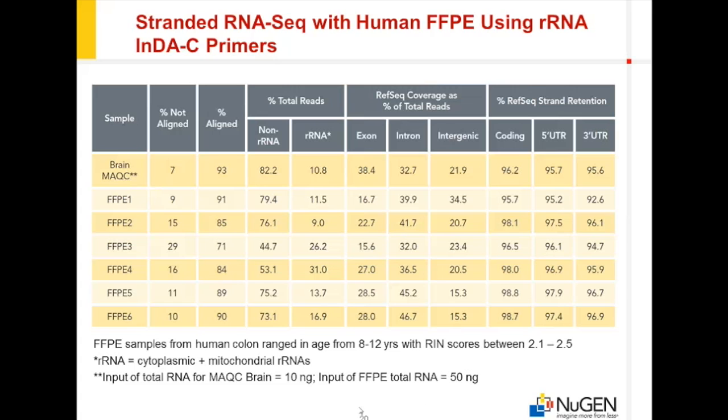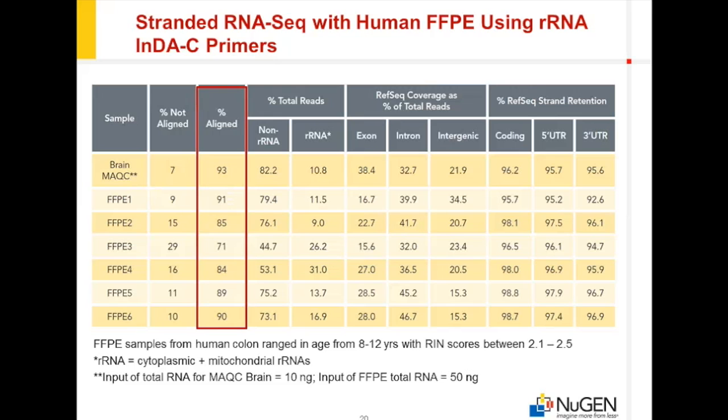So let me just highlight some of the key results from this table. Looking at the percentage of overall aligned sequencing reads, they range from the high 90s down to as low as 71%. Typically, there is a broad range of performance across different FFPE samples because they tend to have a broad range of degradation as well as artifacts that are present due to the FFPE fixation process.